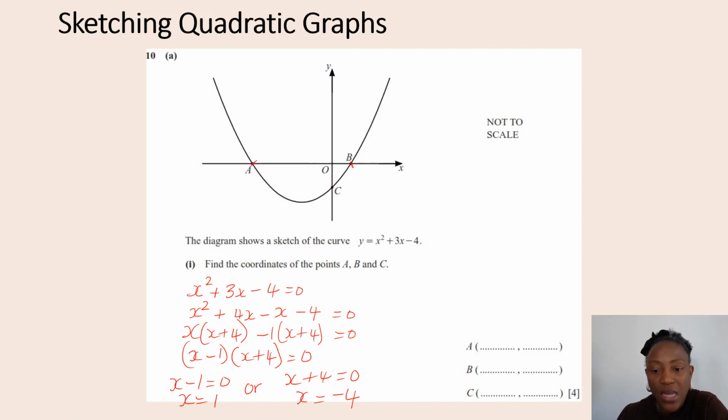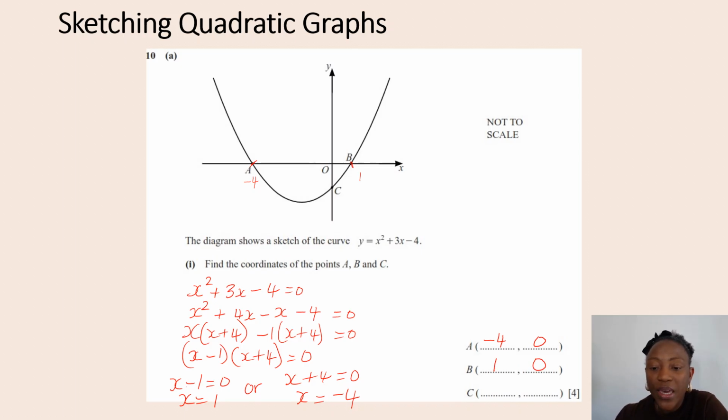Taking a good look at our diagram, this will be minus 4 because it's the one to the left. So our A here is going to be, since it's on the x-axis, the value of y is 0 and the value of x there is minus 4. And here, the other value of x is 1. So the coordinates of point A will be minus 4, 0. The coordinates of point B will be 1, 0.